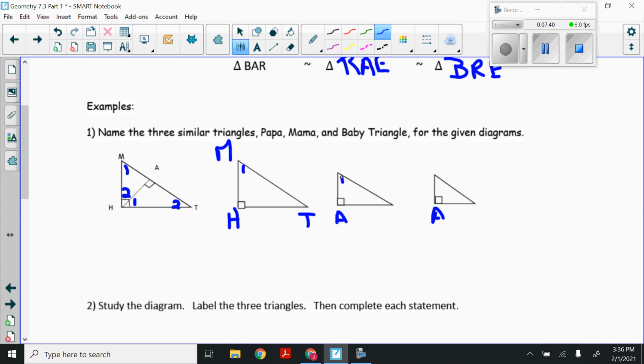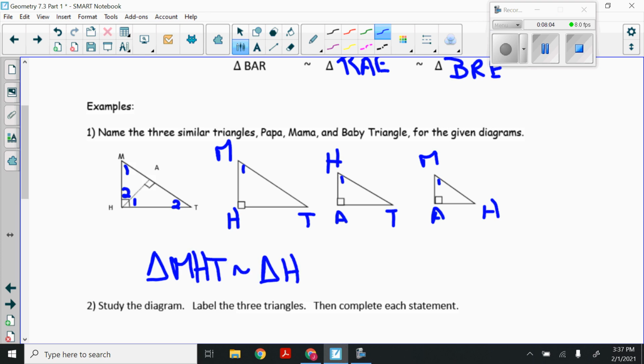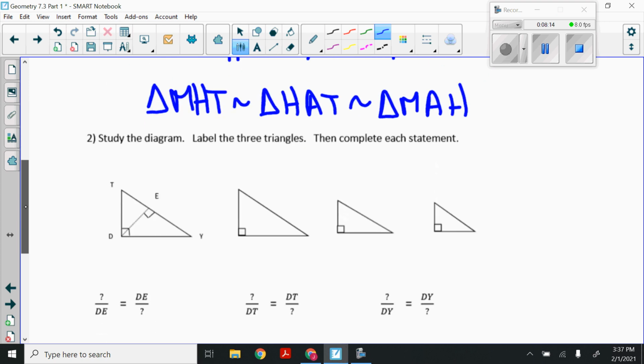I know I want angle 1s at the top of everything. So the angle 1 in Mama is H. Angle 2 is T. Baby and Papa always have the same angle 1 at the top. So M, A, this down here is H. So now I could write triangle MHT is similar to triangle, they're the same order, HAT, similar to triangle MAH. All right, so now again, study the diagram, label the three triangles, then complete each statement.